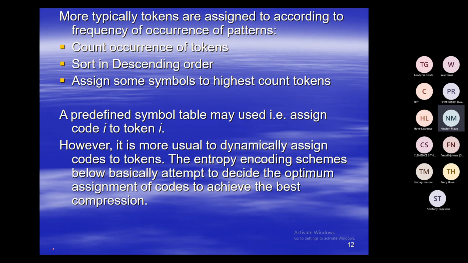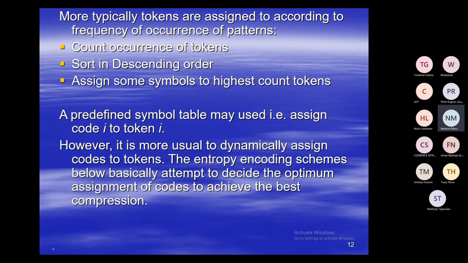So more typically, tokens are assigned according to frequency of occurrence of patterns. You count the occurrence of tokens, you sort the tokens in descending order. That means your Bible, before it is sent on the network, we count all the words, that is compression. So "the" is 10,000, "and" is 5,000, "mother" is 2,000. We create a complex table which shows the probability of occurrence of each and every letter.